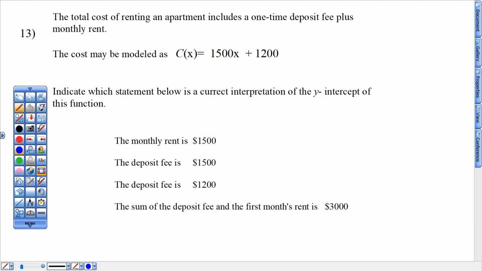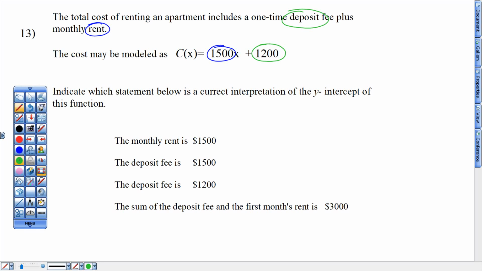13. For this one, I needed to know that anytime I have an equation dealing with rent and a deposit, one number is always the deposit, the number without an X. The other number representing rent is always the number in front of X, because that number is constantly changing. How much you stay at a place depends on how much rent you pay.